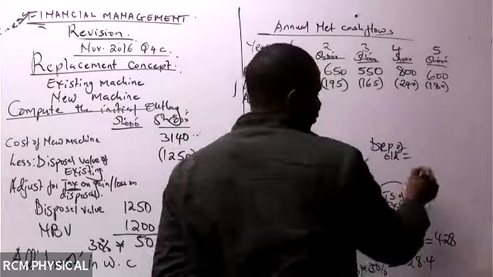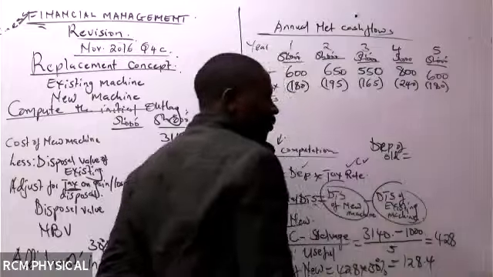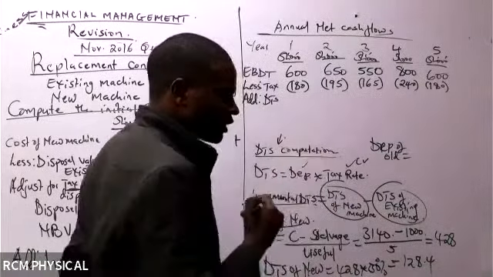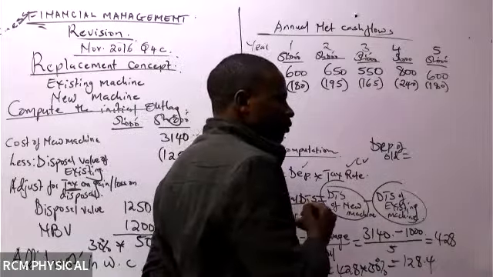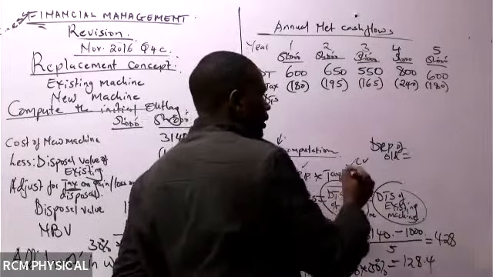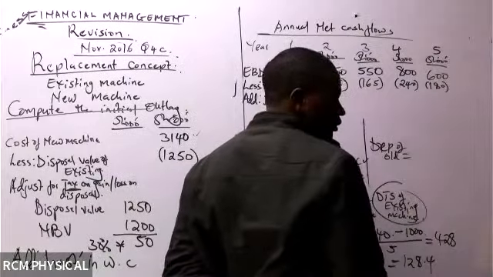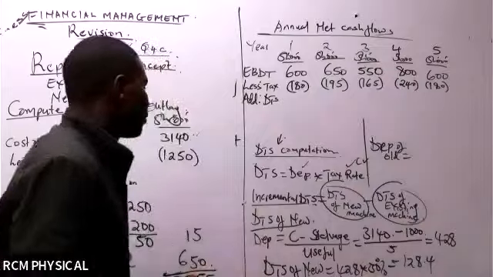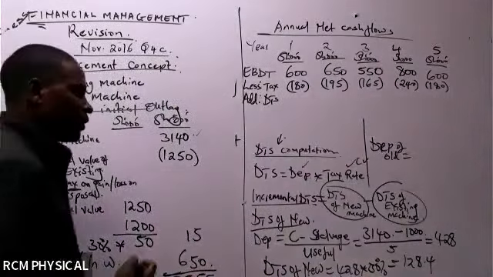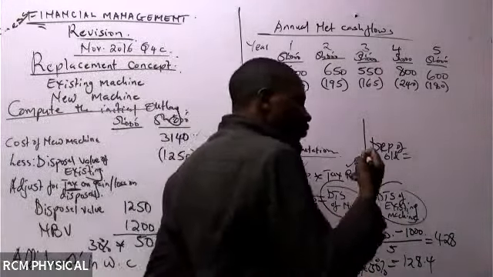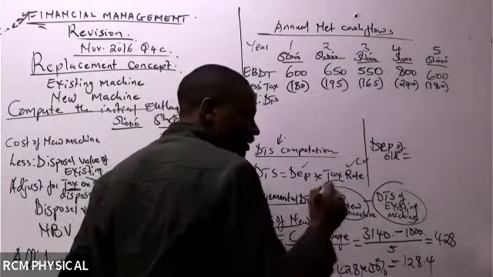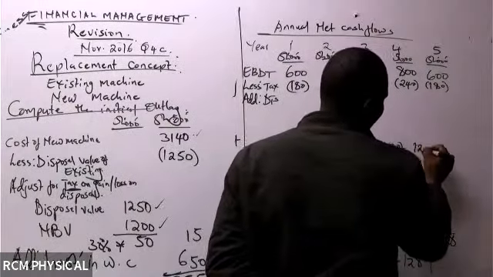And what is the cost of our existing machine? This is where many people also make mistakes. Which cost are we going to use? Is it the net book value or the disposal value? We have the net book value, and we usually use the net book value.